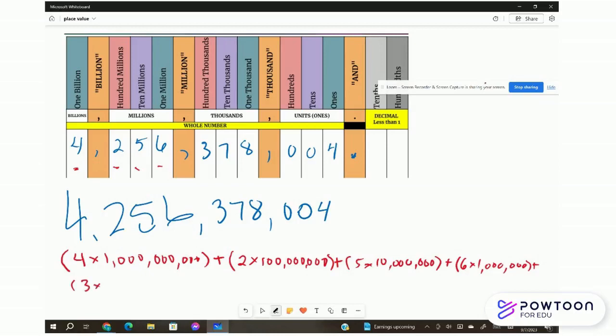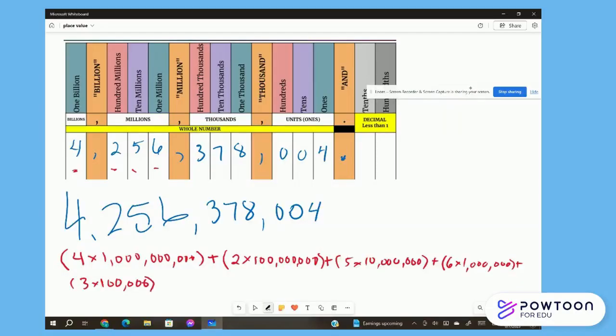Then 3 times 100,000 plus, in parentheses, 7 times 10,000 plus 8 times 1,000 and plus, and then this is where it gets interesting. Since there's no digit 1 through 9 in the hundreds or tens, we actually skip it and we go straight to the 1. So we do 4 times 1. And that is it if it's a whole number.